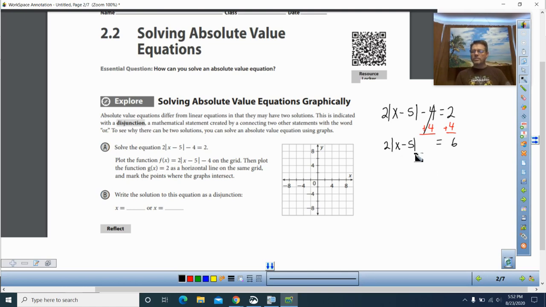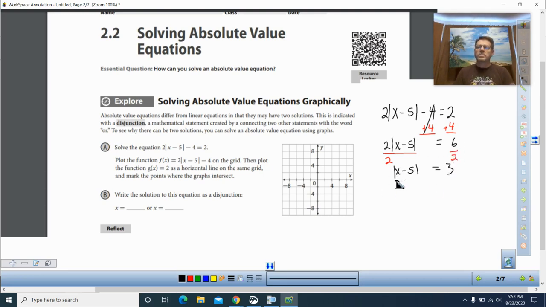Now you can't really distribute through the absolute values. I know some people are going to want to try, but let's just do division. Divide both sides by 2. All right. So x minus 5 in absolute value bars is equal to 3. 6 divided by 2 is 3.